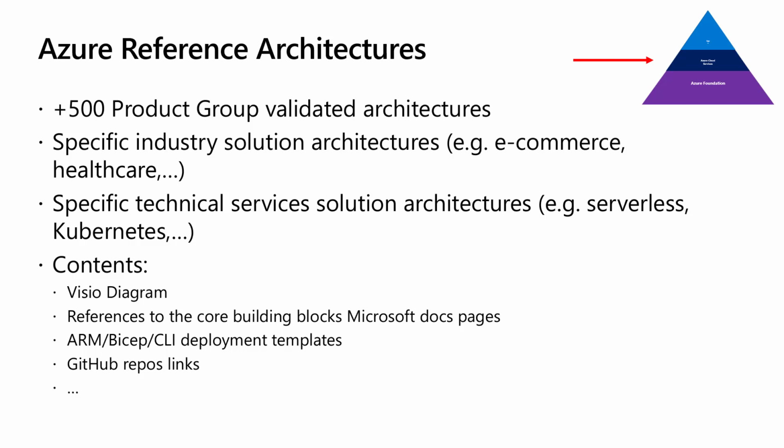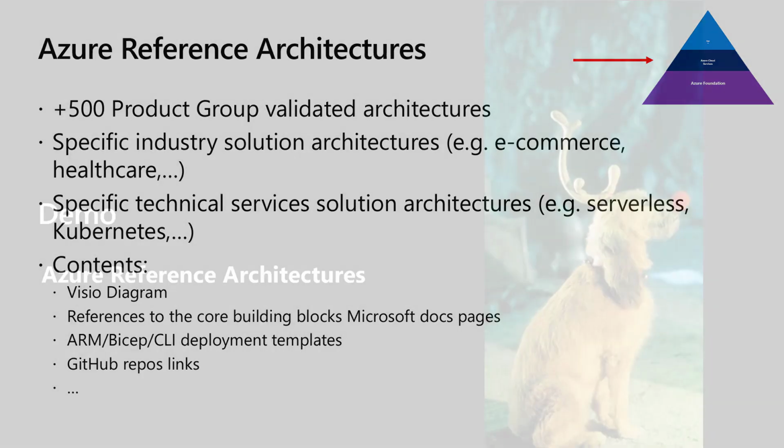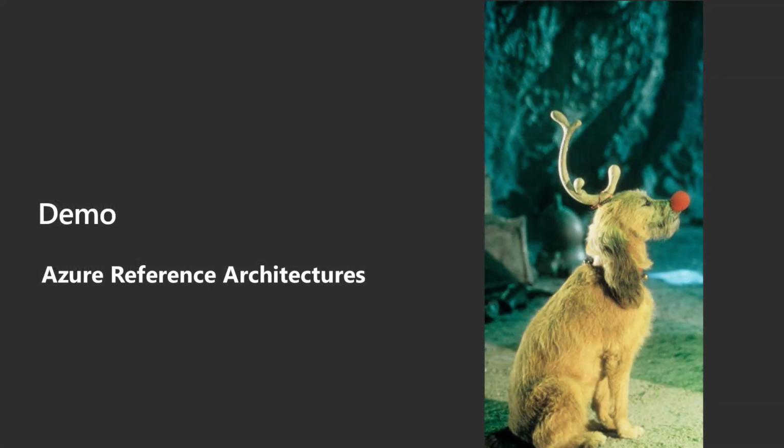Now, from a content perspective, it's what I describe as the blueprint for any cloud solution architect. It always comes with a Visio diagram, providing the solution architecture, references to the core building blocks in the Microsoft Docs pages. Often it's going to help you providing ARM templates, CLI deployment templates, allowing you to literally deploy it in a quick and easy way. And if there's some additional source code available, or sometimes sample apps to validate the architecture, there's also a pointer to GitHub repos. That's it in a nutshell. So you could already figure out, I got another quick demo on that.